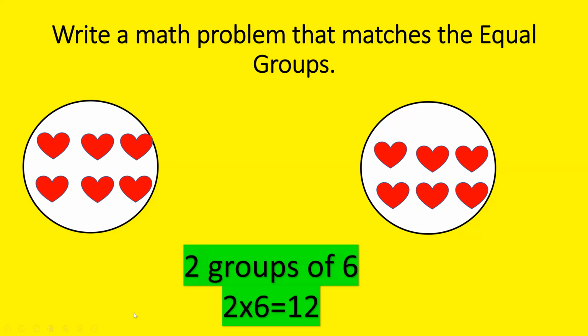So let's always remember that the first number in our multiplication sentence tells us how many groups we're going to have, and the second number tells us how many items we're going to have in each group.